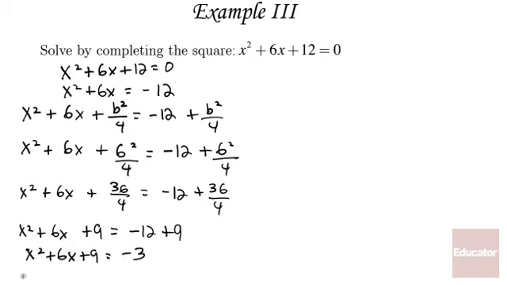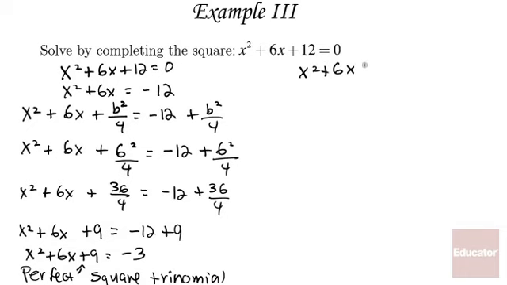Okay, simplifying a bit more on the right. Now I have my perfect square trinomial on the left. So I'm going to come up here and just rewrite that because I was asked to do more than just complete the square. I actually have to solve the equation. So now I'm going to write this as x plus 3 squared equals negative 3.